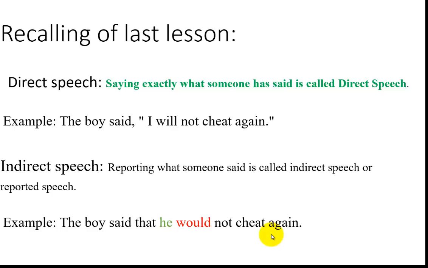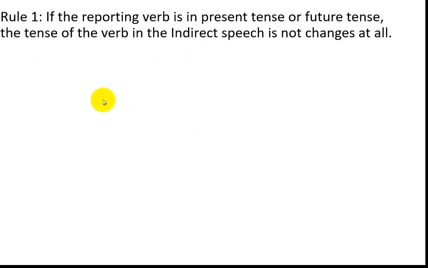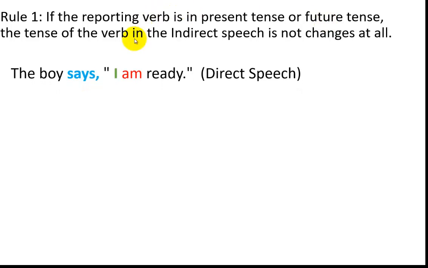So now we are going to learn some rules. Rule number one: if the reporting verb is in present tense or future tense, the tense of the verb in the indirect speech or reported speech does not change at all. Example: now look here. The boy says. Here the reporting verb is in present tense.